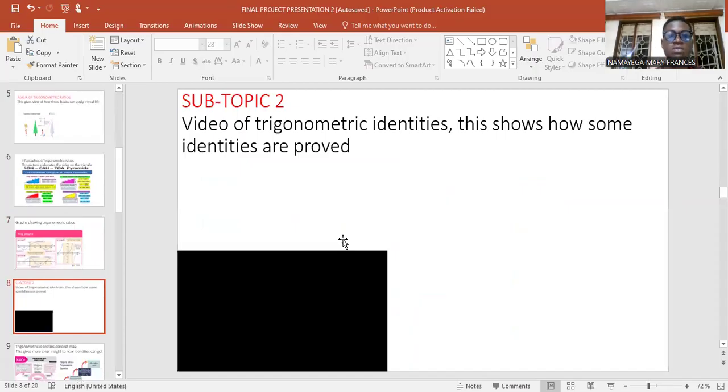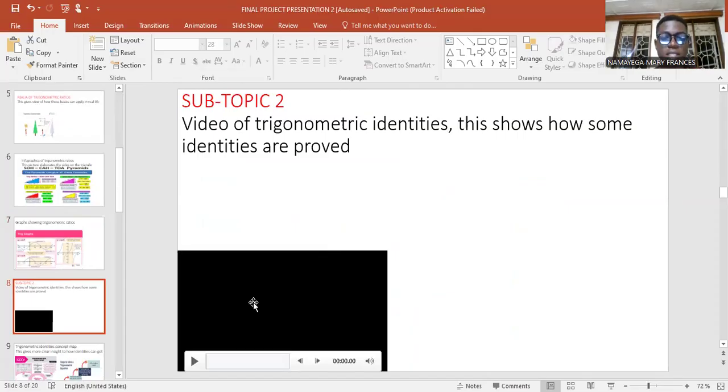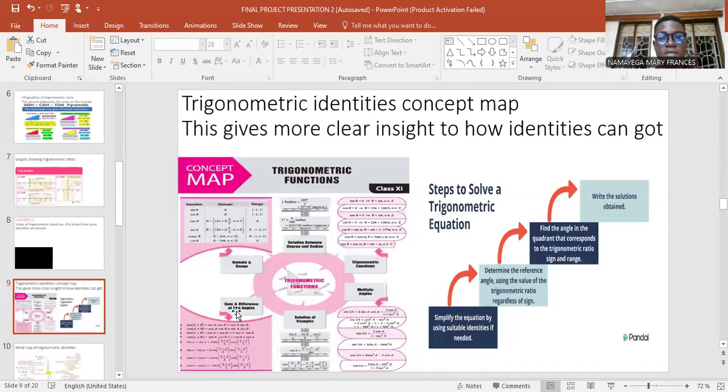Then subtopic 2, which is the trigonometric identity. So in this video, it elaborates on how we can find or prove the different identities. Then this concept map has the different identities, the half angles, we have the radians. So it shows the steps on how we can solve the trigonometric identities.